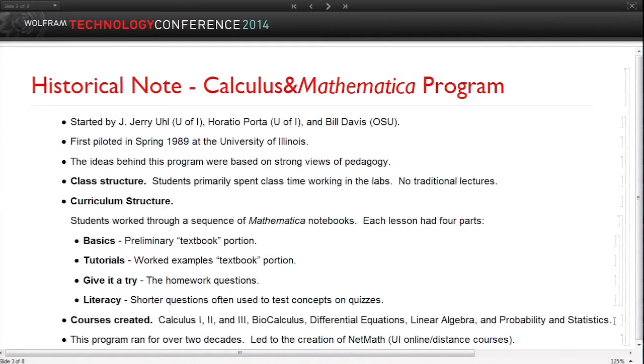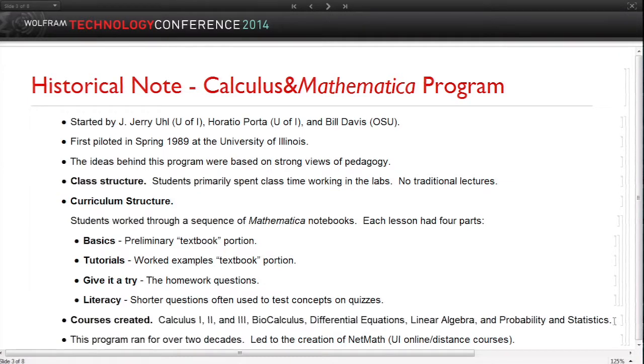They created these notebooks, and the goal was to have the students spend their class time working through the notebooks and then completing the homework files. Those were submitted electronically, in groups of 2 to 4 students, and then personally graded and returned to the students with feedback. They did this from Calculus 1 up through Calculus 3, differential equations, linear algebra, and probability and statistics. This program ran for over 2 decades at the U of I.